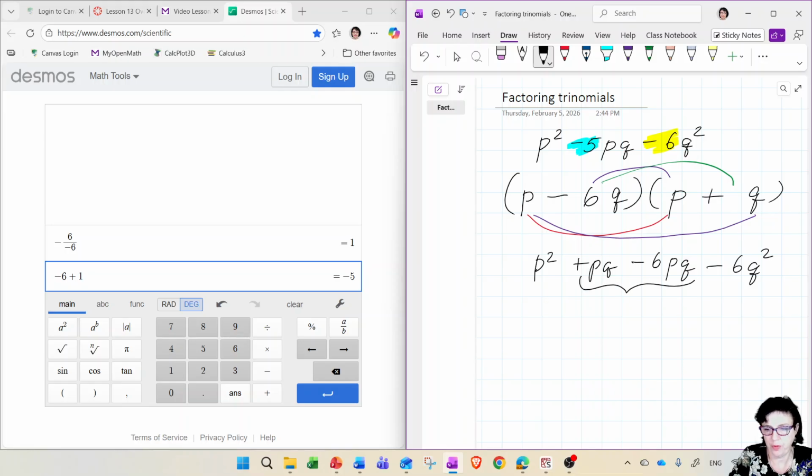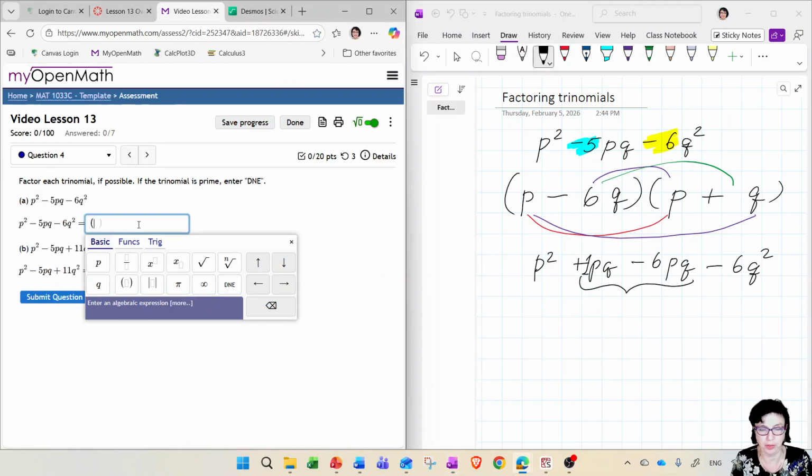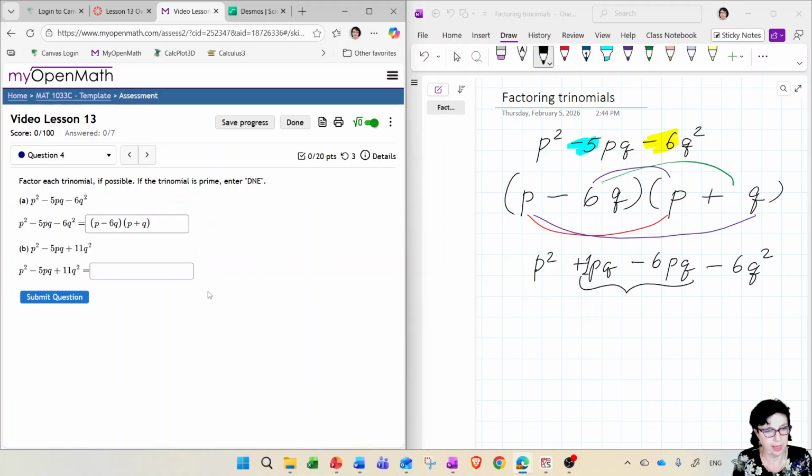Okay, so if we look over here, this is like pq minus 6pq. And that's the same thing as saying 1 minus 6 is -5pq. So that works, which means that this polynomial is not prime because we factored it. We were able to factor it and we were able to check our answer by foiling. Now, let's look at the second example.